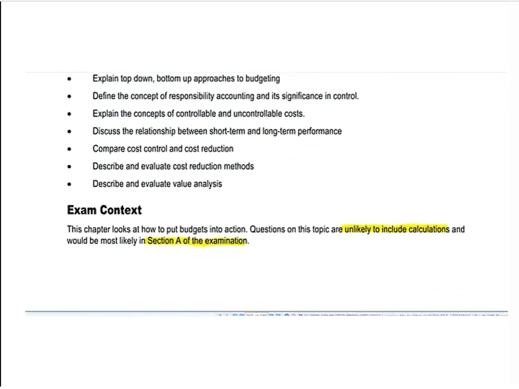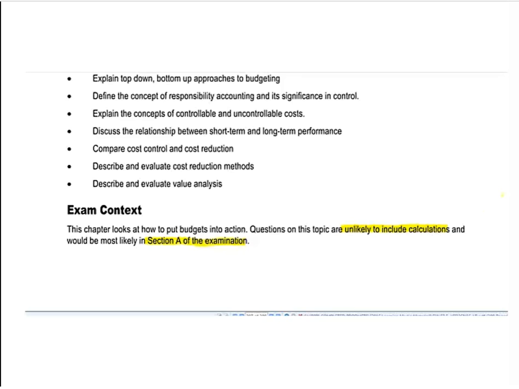paper. And it's much more likely to be a knowledge type question. So it's unlikely to include calculations, as we've seen in the previous chapter. The areas that we'll cover in this chapter are much more likely to be in a discursive type multiple choice or objective testing question, where you'll be expected to recall the facts. So a knowledge type question.